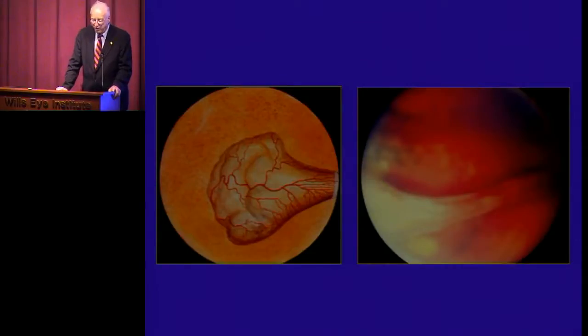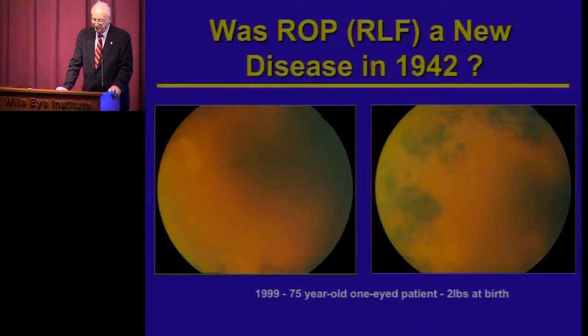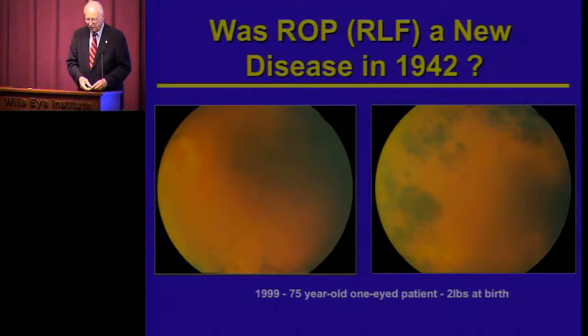They also can go on in ROP cases to form falciform retinal folds. You can see a drawing on the left and a picture on the right. They were pretty accurate in their depictions. Now, this is a terrible slide, and it's a terrible slide because there's a cataract. There's a cataract present in this one-eyed patient. And the question comes up, was ROP a new disease in 1942, or could it have existed earlier?